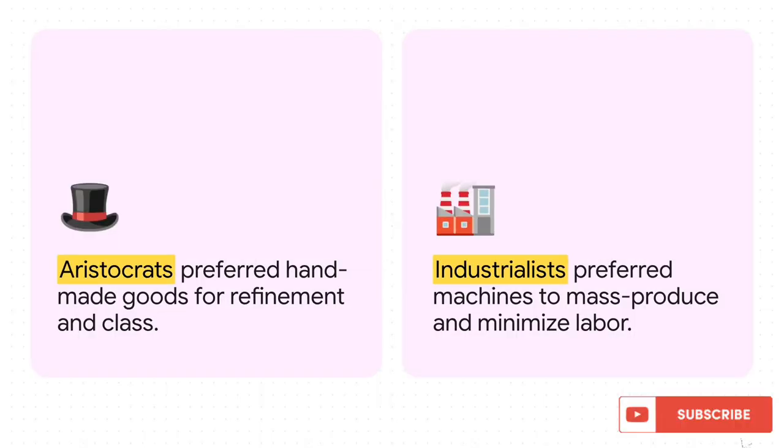Now here's a crucial point. While massive factories were rising everywhere, not everyone preferred machine-made items. In Victorian Britain, upper-class aristocrats and the bourgeoisie actually preferred handmade goods. Why? Well, because handmade items symbolized refinement and high class. They were carefully designed, just better finished overall. Industrialists, on the flip side, preferred machines to mass-produce cheap goods and just minimize their reliance on human labor.